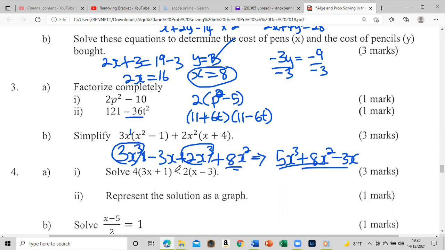Now this one says solve. So we just expand and then we group the like terms. We can treat this like an equal sign. 4 times 3, that's 12x. 4 ones, 4. Then 2 times 2x, and minus 2 times 3, 6.